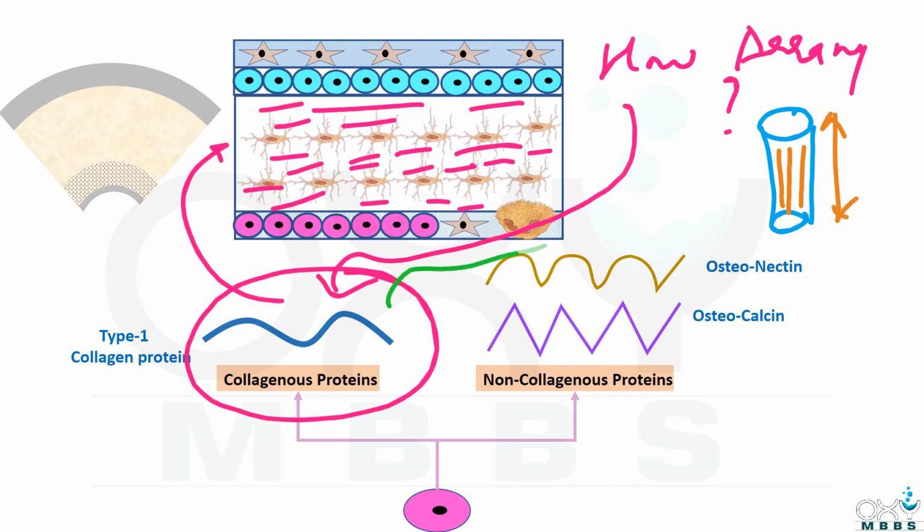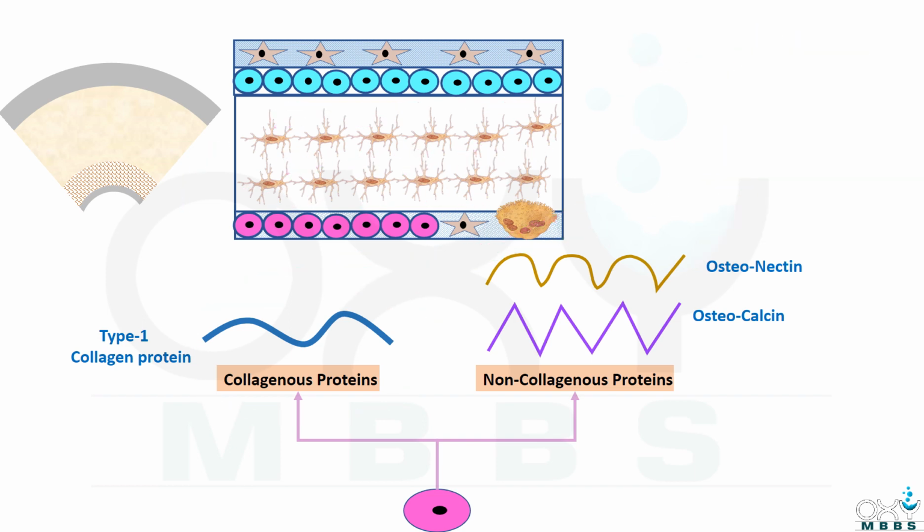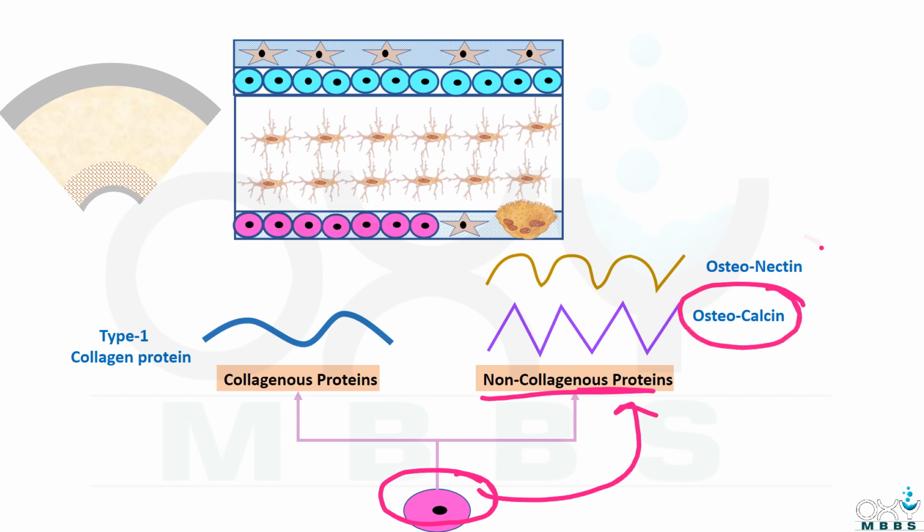And these collagen fibers are arranged like this. They are tangential to the bone. They are not parallel, nor are they perpendicular. They are tangential. And because of such an arrangement of the collagen fibers or collagen proteins, the strength of the bone is increased. These osteoblast cells also secrete non-collagenous proteins, and these are osteocalcin and osteonectin. Further in this video we will see the importance of these proteins.